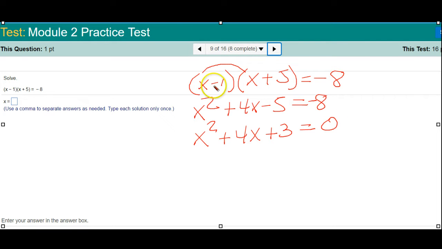So remember, if it's factored and it doesn't equal 0, you can't use the principle of the zero product. You have to FOIL this, integrate what's on the other side, so eventually you put it in standard form. Now you're going to factor. Set each factor equal to 0 and get your solutions.